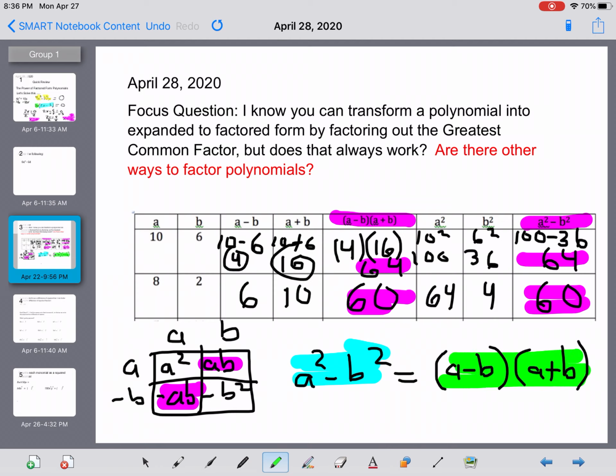Okay, so this is called the difference of squares theorem. Think about this. It's called the difference of squares because that's what we have. We have a difference, which is subtracting two square numbers, A squared minus B squared. It will always factor out to a quantity of A minus B times a quantity of A plus B. Difference of squares.